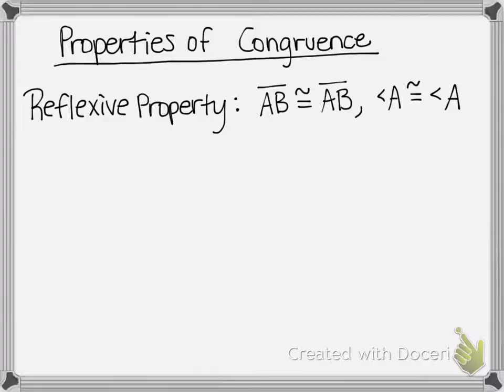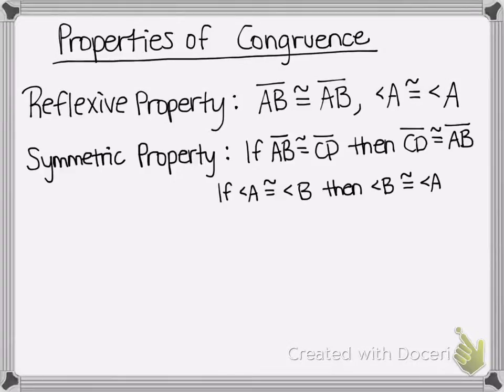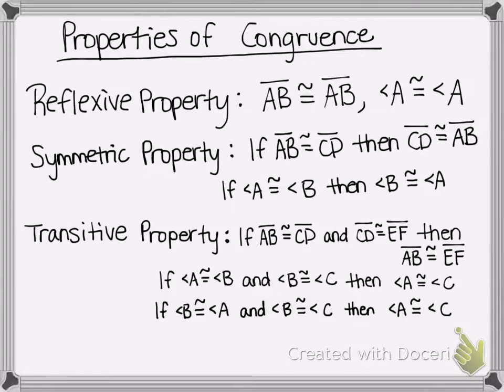So the first one is reflexive property. Okay, same thing, 5 equals 5. Now you're saying that line segment AB is congruent to line segment AB, or angle A is congruent to angle A. Symmetric property, if AB is congruent to CD, you can switch the sides they're on, okay? But now instead of an equal sign, it's just a congruent sign. And then transitive property, still AB is congruent to CD, CD is congruent to EF. Then we can say AB and EF are congruent. Just take out that CD middleman, okay?